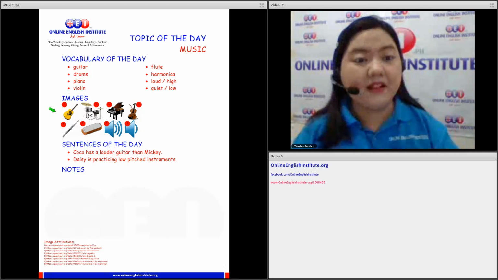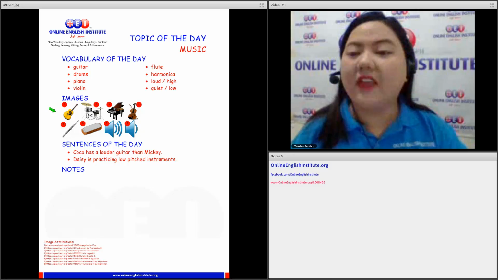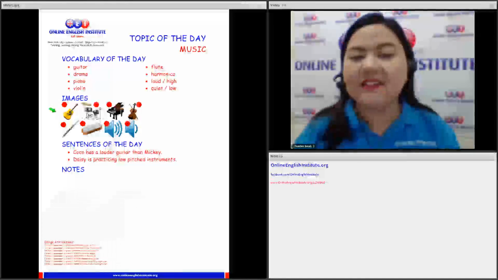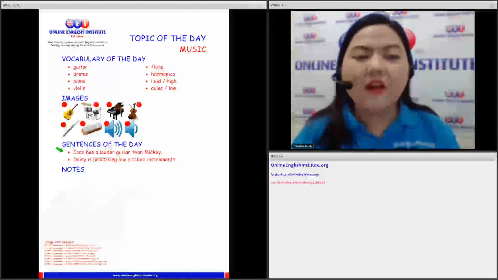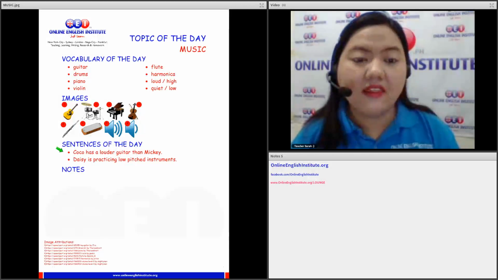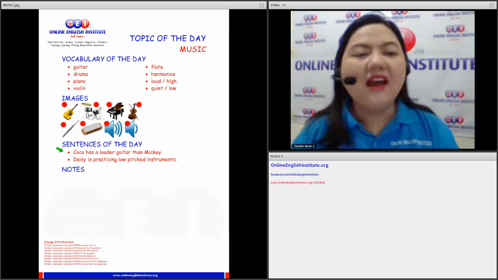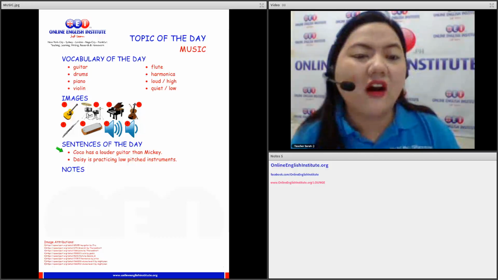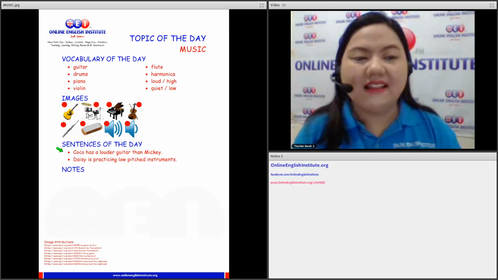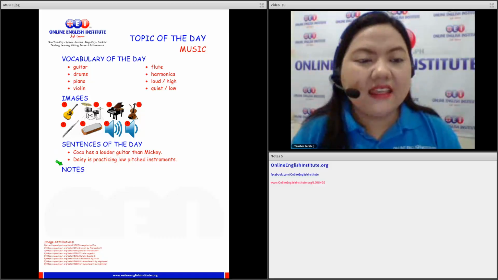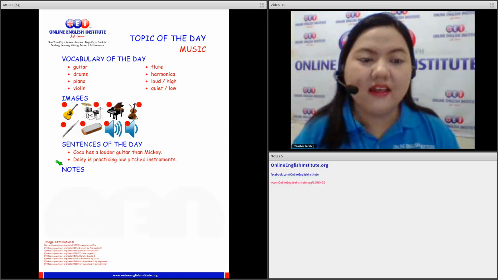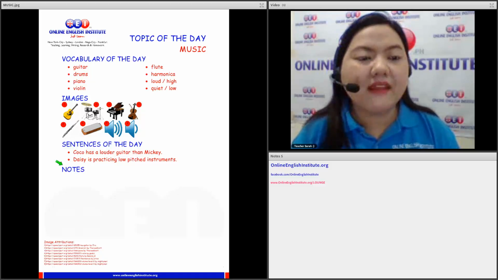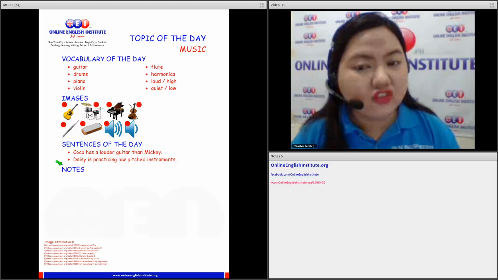So now that you're familiar with the images of the vocabularies, let's go to sentences of the day. So please read after me. Coco has a louder guitar than Mickey. Again, Coco has a louder guitar than Mickey. Next, Daisy is practicing low-pitched instruments. Again, Daisy is practicing low-pitched instruments.